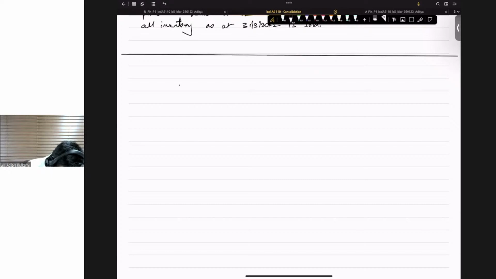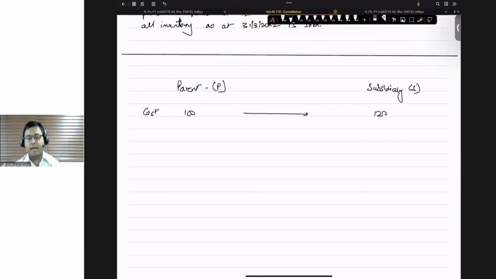Suppose I have a parent entity P selling goods to a subsidiary S. Parent's cost is 100. It is selling the goods to the subsidiary at 120. Selling price 120, so for the subsidiary, the cost is 120. Now let us suppose that these items are sold to third parties, let us say at 150.